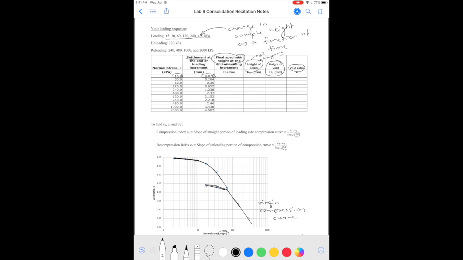So we are going to use this data to find the compression index and recompression index. Both have the same equation, which is essentially change in void ratio divided by change in log sigma, which are the slopes of these lines. So for C sub C, the compression index, we want the slope of this line, and for the recompression index, which sometimes is called the swelling index, we want the slope of that, which is called C sub R.